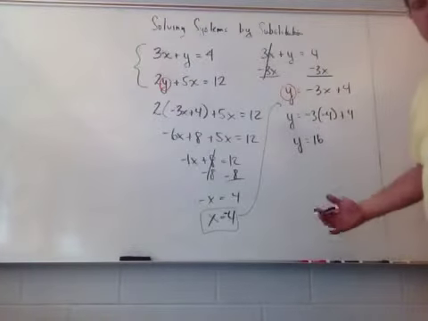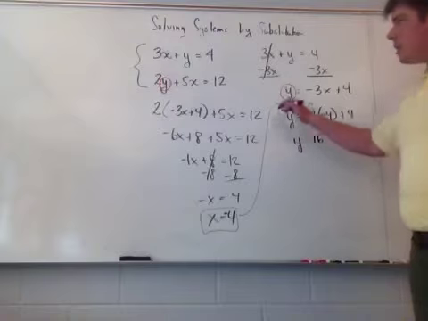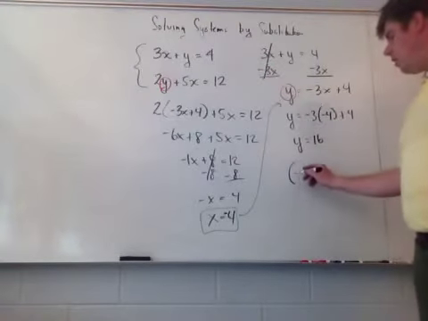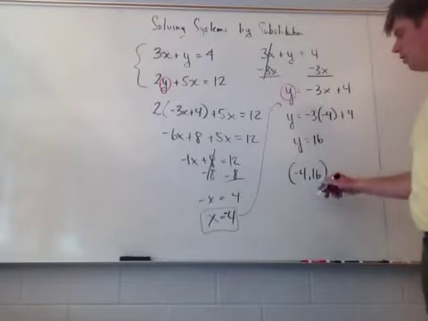Remember that I must write my answer as a coordinate pair, because I'm still looking for the point at which these two lines cross each other. So the coordinate pair here is negative 4, 16. This is my x, this is my y.